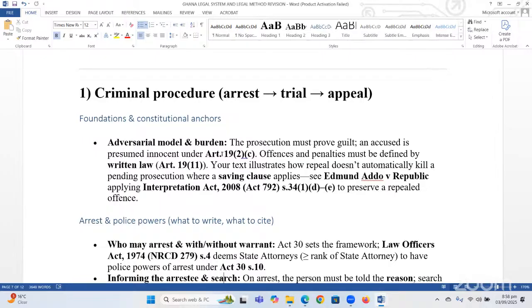So the other three topics we are supposed to know: overview of criminal procedure, overview of civil procedure, and also alternative dispute resolution. They're all part of the Ghana legal system and legal method. And again, these have also been discussed extensively. So for criminal procedure, you have to remember that ours is the adversarial mode, and that is why you have a presumption of what? Innocence. The accused person is presumed to be innocent.